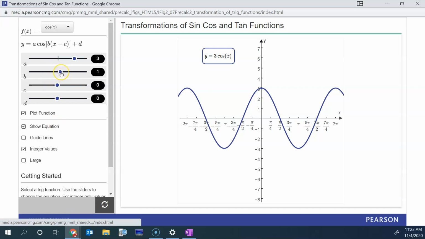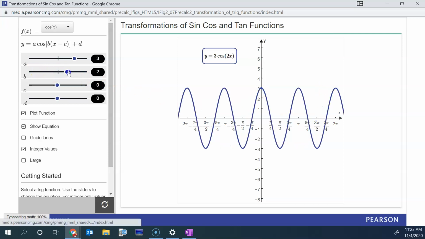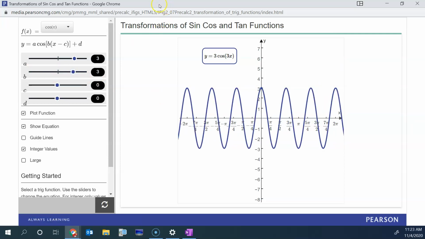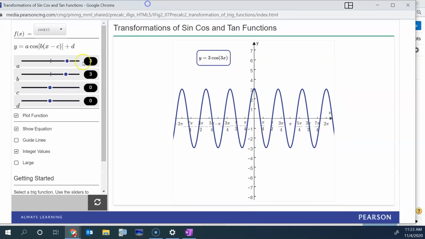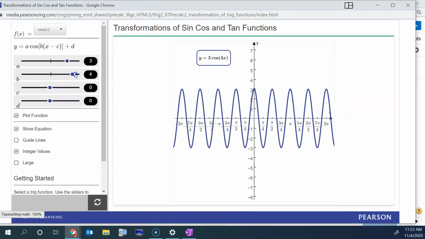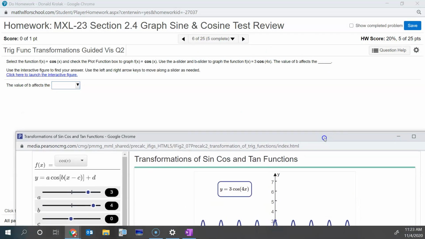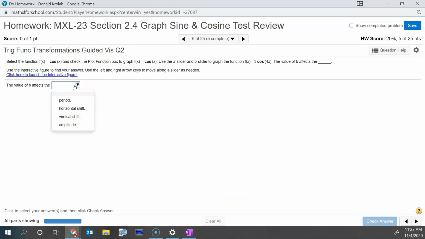Now this is the one we want to look at. Right now, the period of cosine is 2 pi. I see one cycle of cosine on my way from 0 to 2 pi. Now I'm going to take B and change it to 3, or change it to 4. All right, now based on that, I'm going to answer this question. B affects the blank.